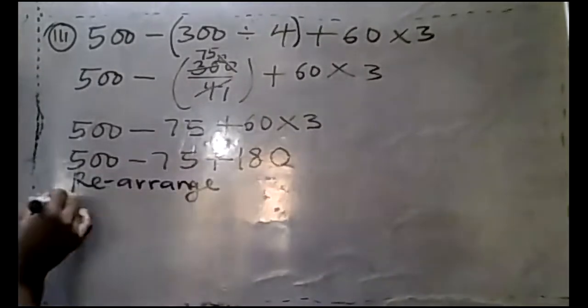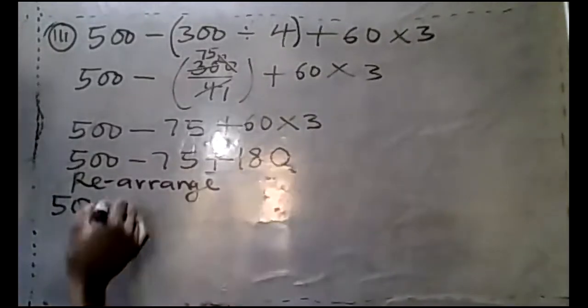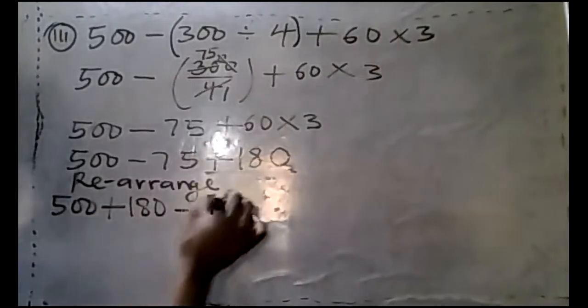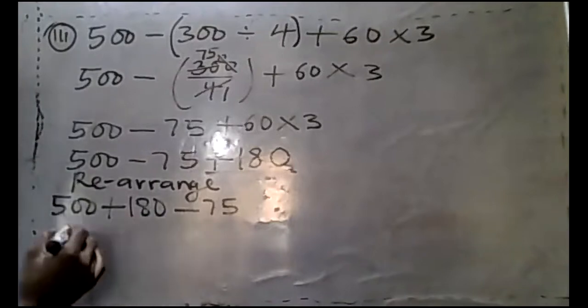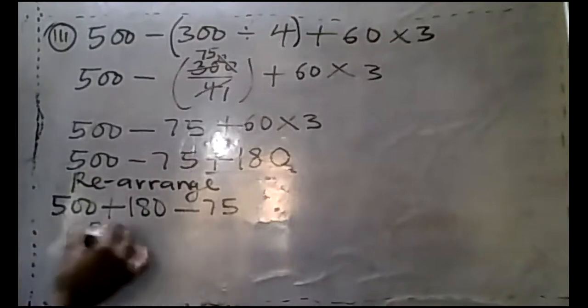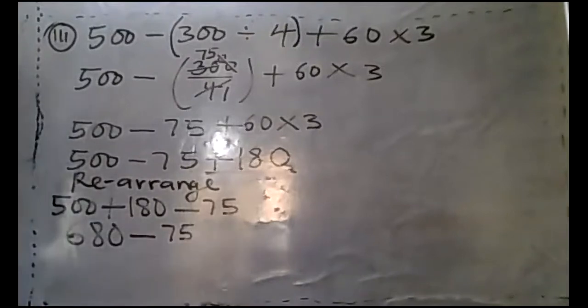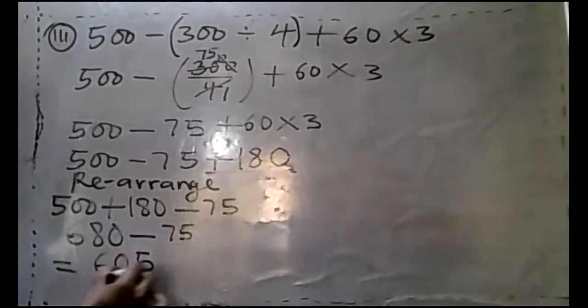Now, by that, you have 500 plus 180, then minus 75. Okay? 500 plus 180 gives you 680. 680 minus 75 gives you 605.